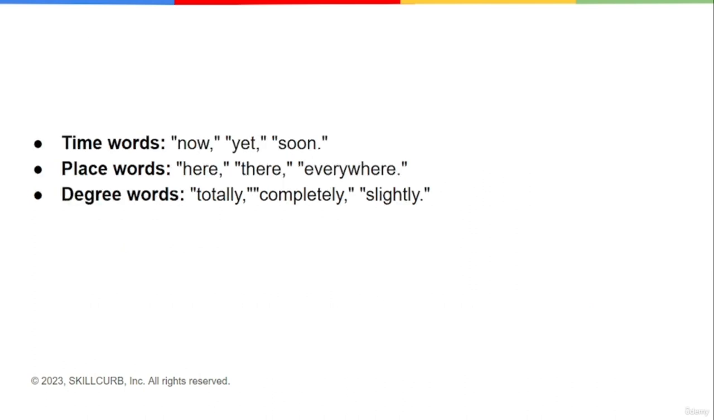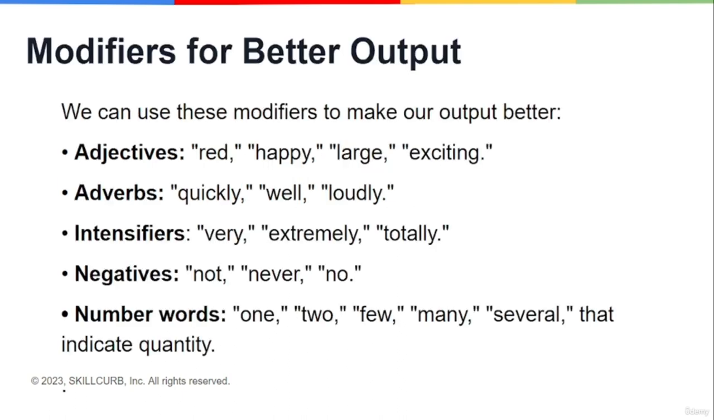After that, you can also use time words like now, yet, soon. You can use place words and degree words as well. So these are a few of the modifier words that can help you make your output go well.